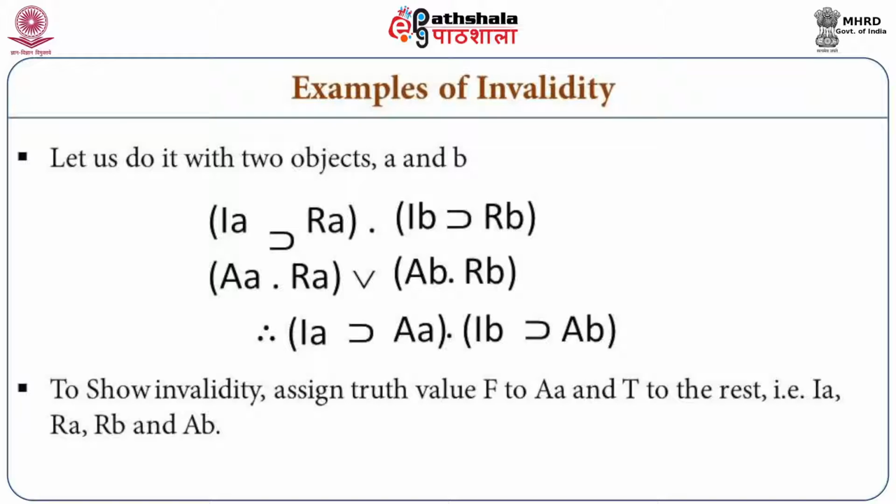make the conclusion false. Now, how do we make the conclusion false? Because the conclusion is a conjunctive sentence, if we can show that one of the conjuncts, one of the parts is false, the whole sentence becomes false. So that means all we need to do is assign F to AA, the first part of the conjunct, then the conditional sentence becomes false.